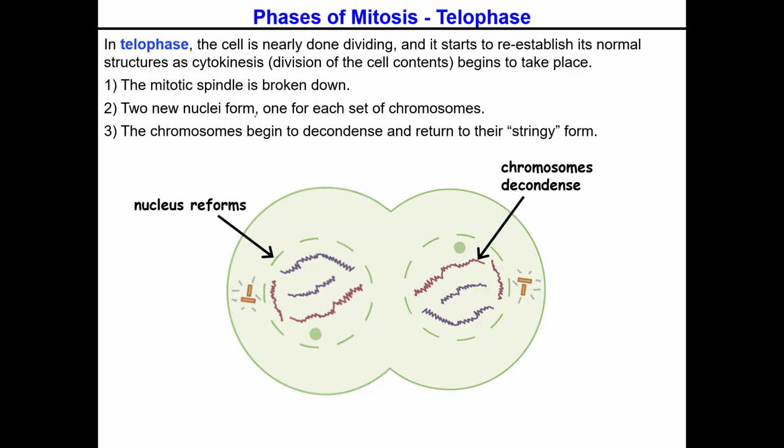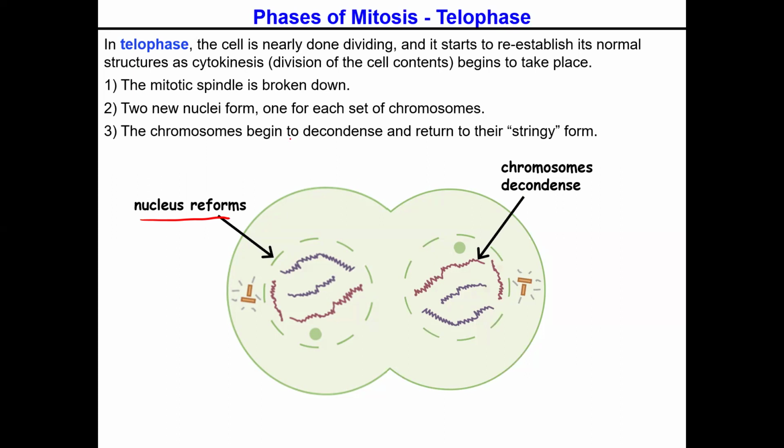Two new nuclei are going to form, one for each set of chromosomes. So in this case, you can see that our nuclear membrane is going to start to reform. Because again, it dissolved in prophase because we needed that DNA to be free-floating so we can pull it apart. Now that we've done so, we want to recapture that and we want to make sure they're staying in one central place. So again, it's going to start to reform.